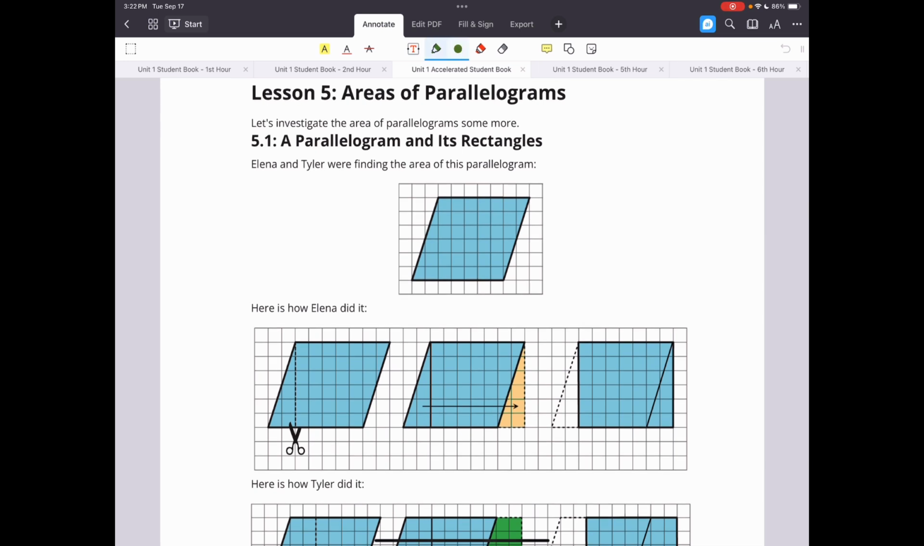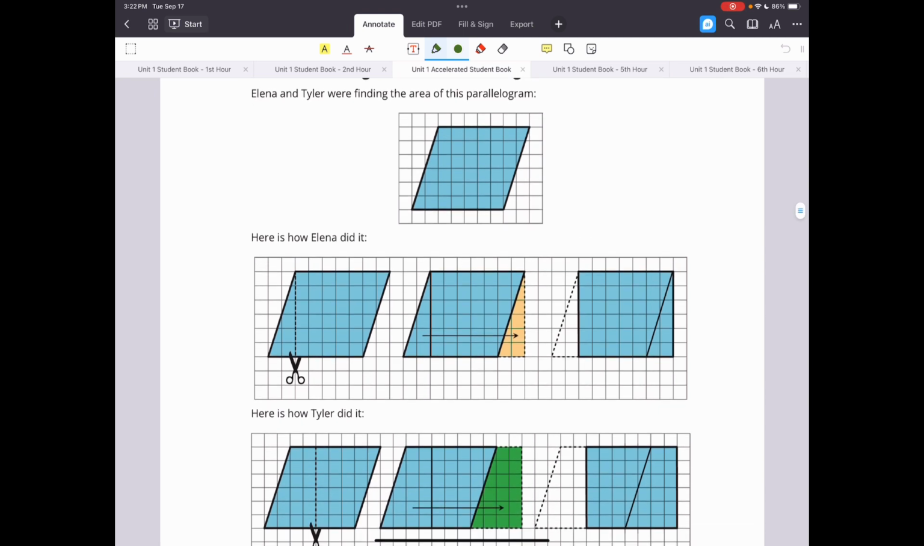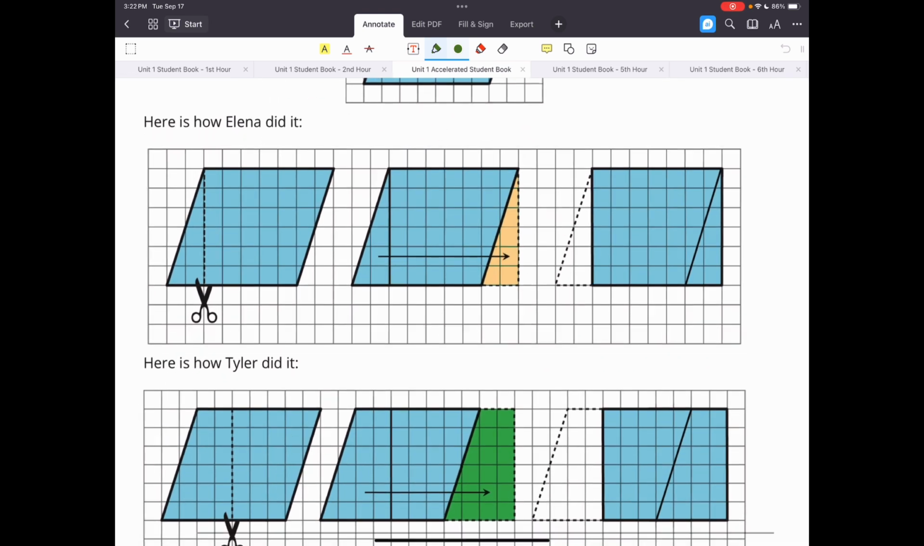All right, so we're gonna go ahead and take a look at this. The Edpuzzle will stop randomly throughout the video to check in with your understanding. But for 5.1, a parallelogram and its rectangles. So we're looking at parallelograms. We've talked about this in the Desmos, and we can cut apart parallelograms. But one thing that not everybody recognizes is that, for instance, Elena cuts off just that end triangle that slides over to fill in this other side of the parallelogram. So those two slanted sides can fit perfectly together to create that rectangle. And so you end up with this rectangle in place of the parallelogram.